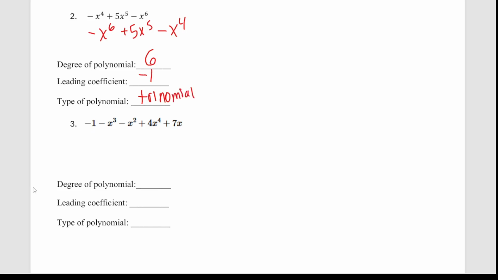Remember, monomial is 1 term, binomial is 2 terms, trinomial is 3, and then polynomial is the umbrella term that means any number of terms. So in particular, if it has 4 or more terms, it is just a plain polynomial. It doesn't have a different special name attached to it.